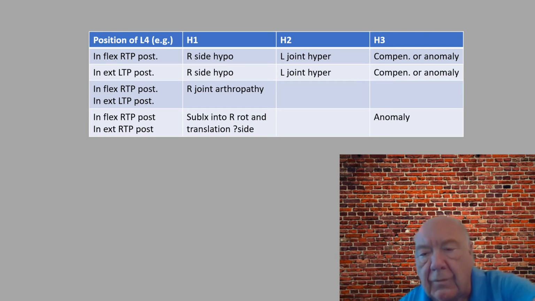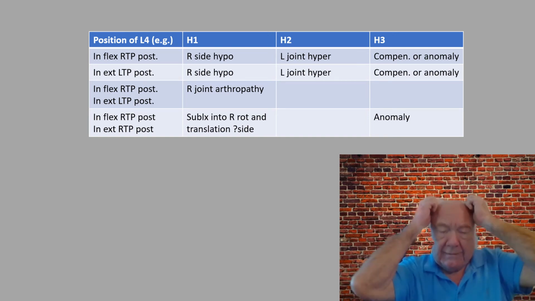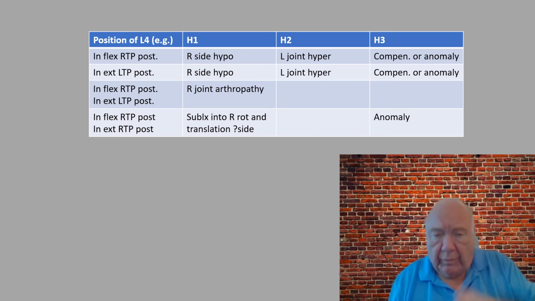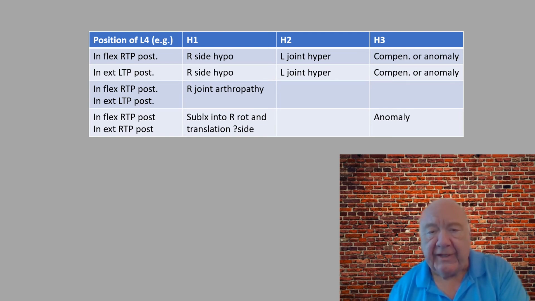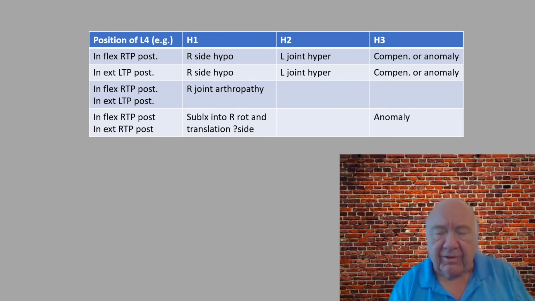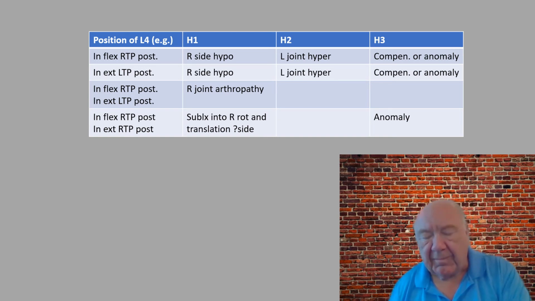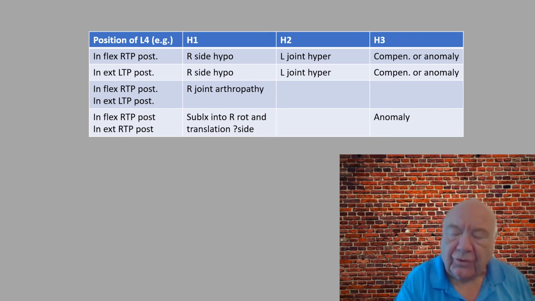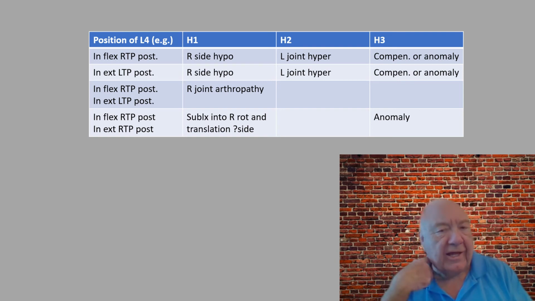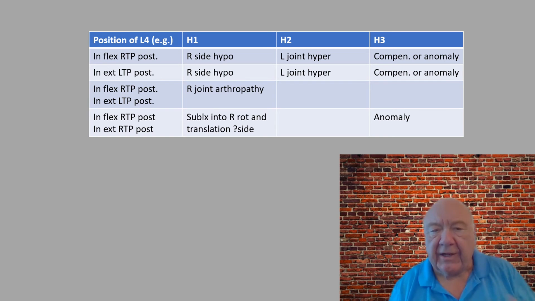With H1, we have a right-sided flexion hypomobility. That is, the segment is dysfunctional. Then we do the PAVM, the P-pivum, and then the PAVM. Well, now we can talk about the facet joint being the restricted aspect of it. So that's H1.